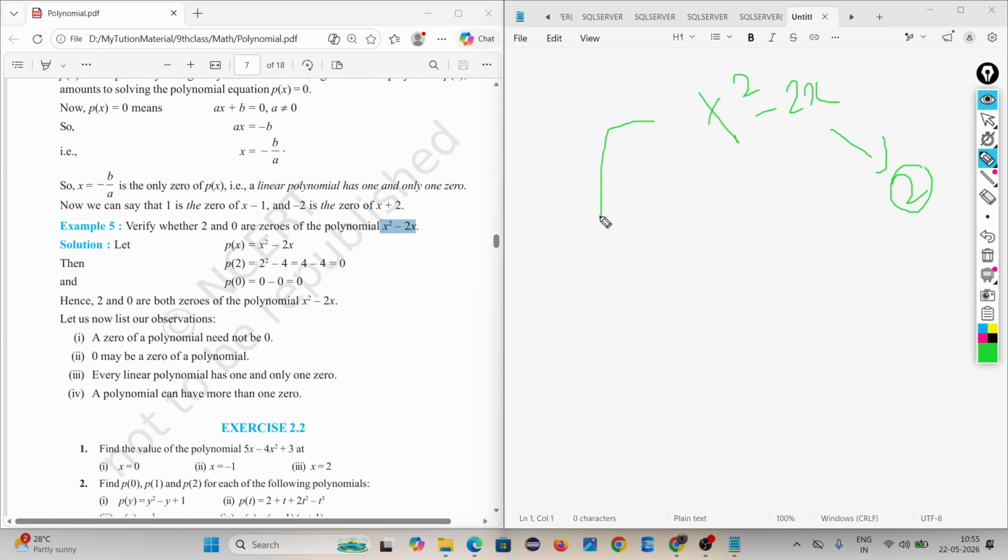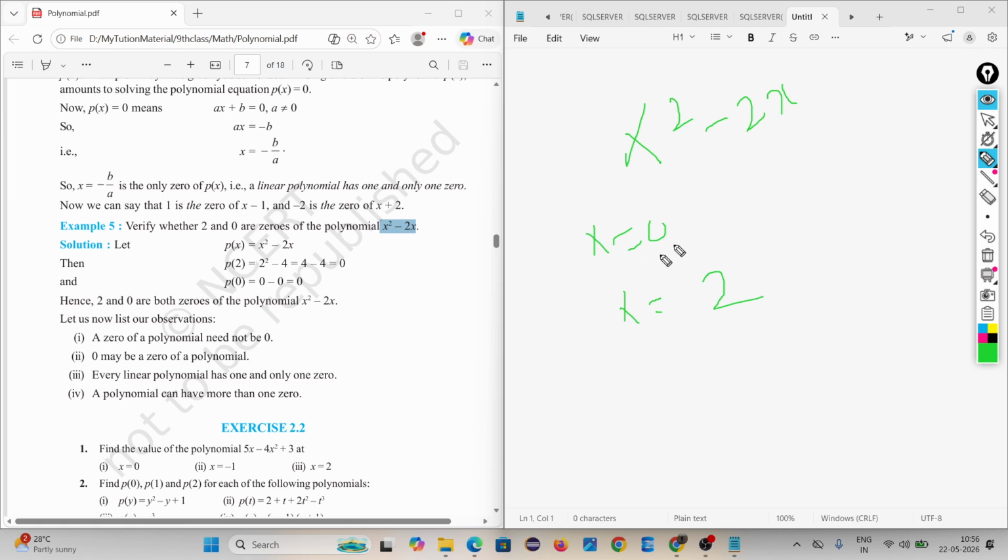How to find them? For this we have to learn the factorization method, splitting the middle term. Several methods are there for finding the zeros, but the important one is splitting the middle term. But in this question, two zeros are given by your book. You have to check which one is correct. Sorry, two zeros are given. You have to verify.